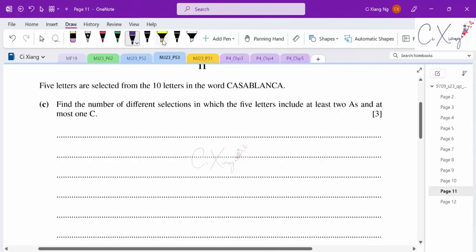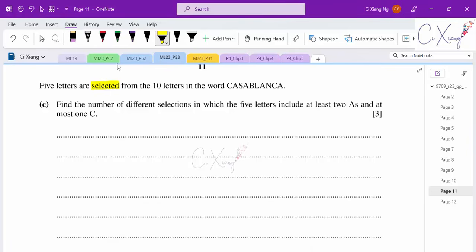Okay, so 5 letters are selected. Please highlight the keyword selected. So we are talking about combination for this question. From the 10 letters in the word Casablanca, find the number of different selections in which the 5 letters include at least 2A. So these are the restrictions. I want to have at least 2A and also at most 1C.